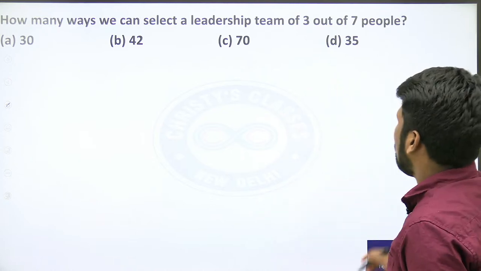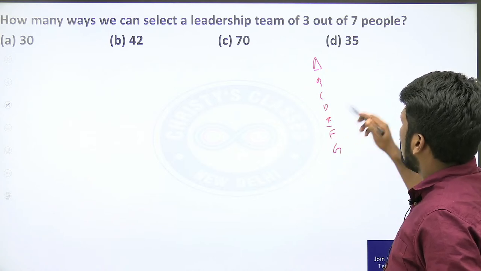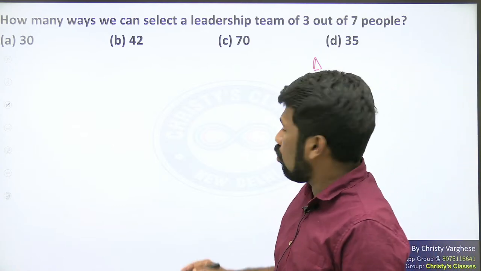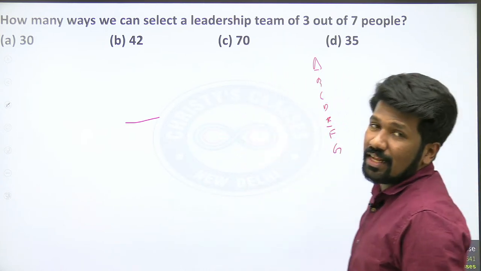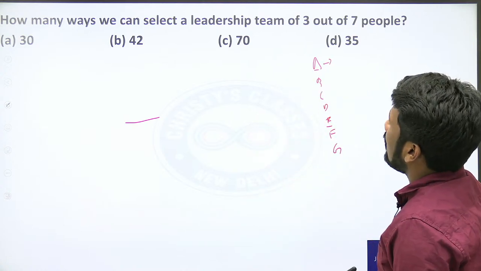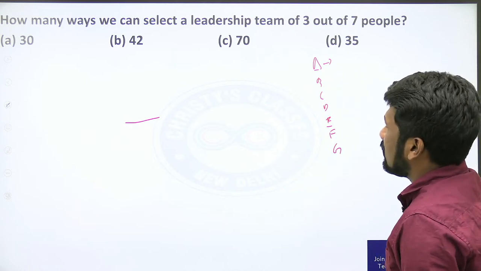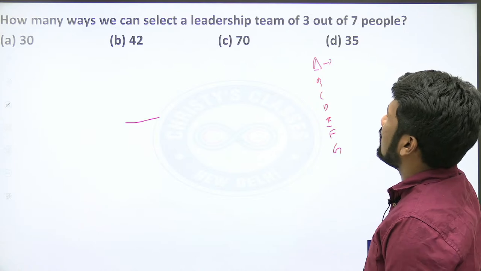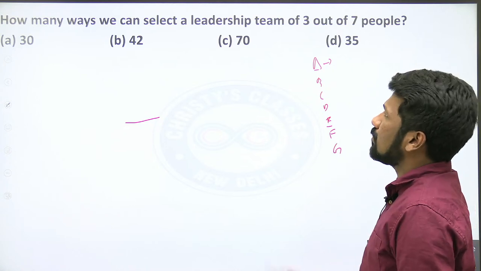Are you understanding? If seven people, I'm calling A, B, C, D, E, F, G as the seven people. From seven people, you have to select three people without worrying about the order. So with A, how many teams can we make? Actually, these questions have different approaches. One approach, as I told in the previous question, is that we can list it out. With A, how many teams can you form? With B, how many teams can you form?